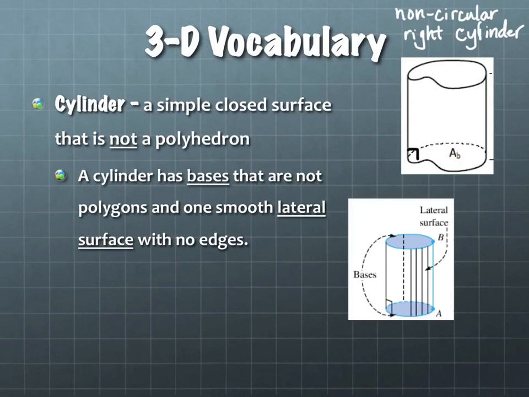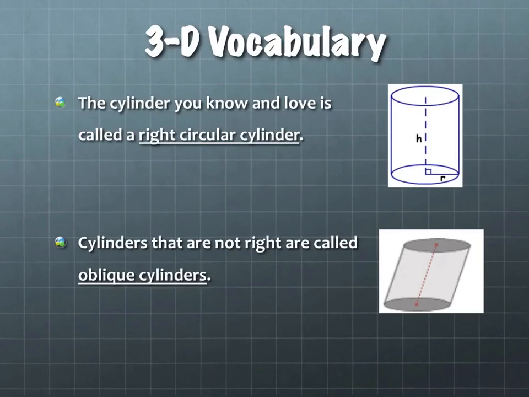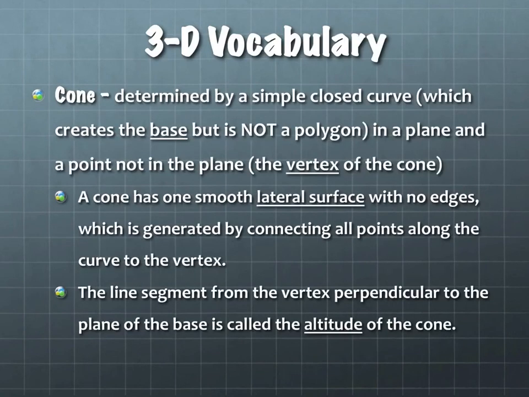Okay? So there's just various things. We talk about the shape of the bases. We talk about if it's straight up and down or if it's leaning, but they're all cylinders. We also have cones.